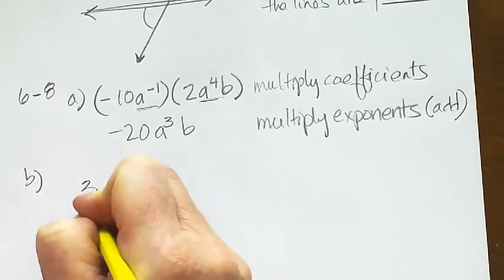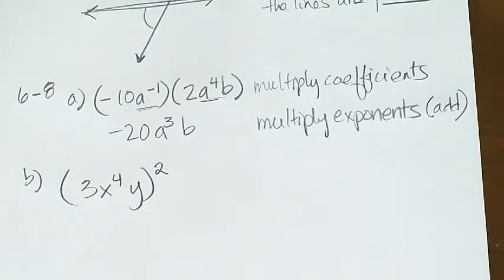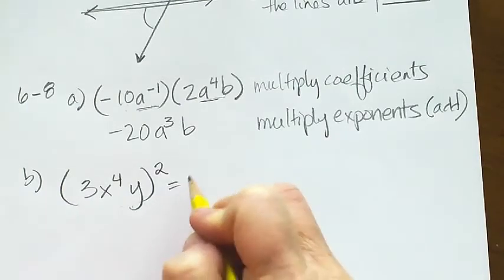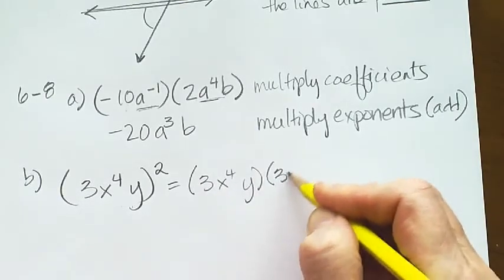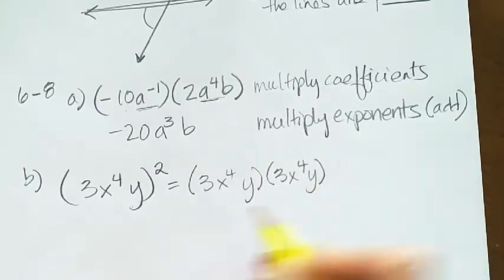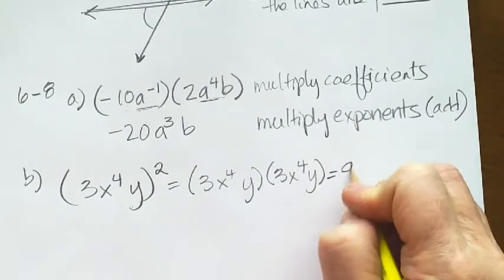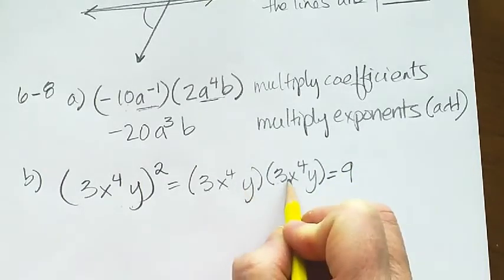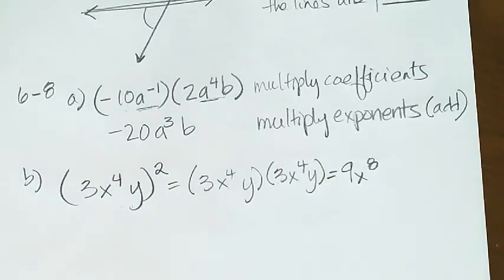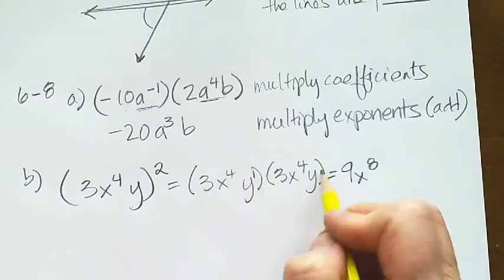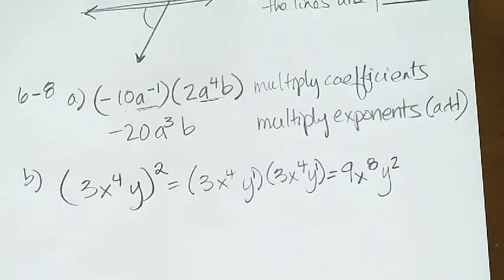Part B. When you are raising a power to a power, think about what this means. It means 3x to the 4th y times 3x to the 4th y, if you're squaring it. Okay, I'm going to multiply my coefficients. 3 times 3 is 9. And then I'm going to add the exponents. Multiply x to the 4th times x to the 4th, I get x to the 8th. Y to the 1st times y to the 1st is y to the 2nd.